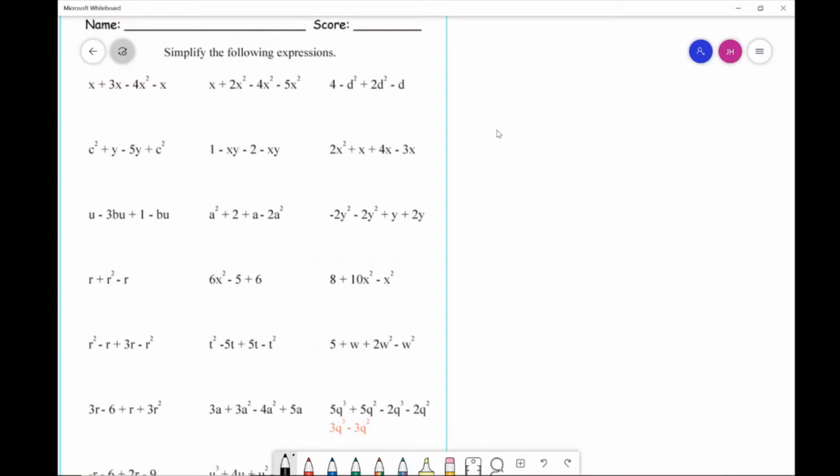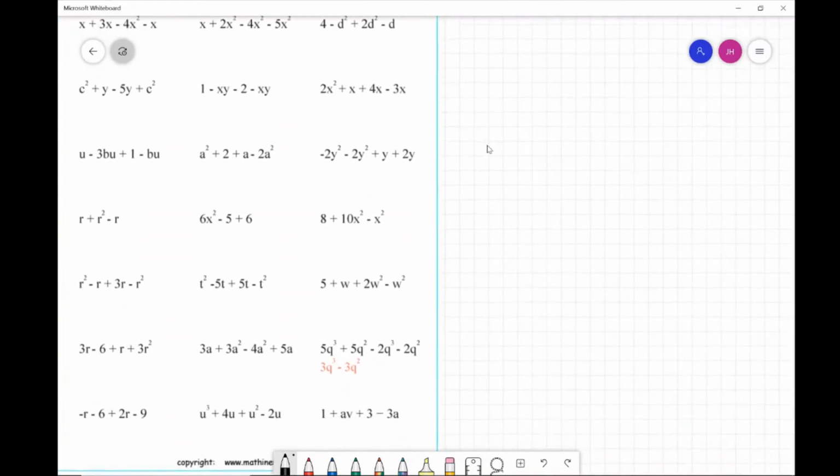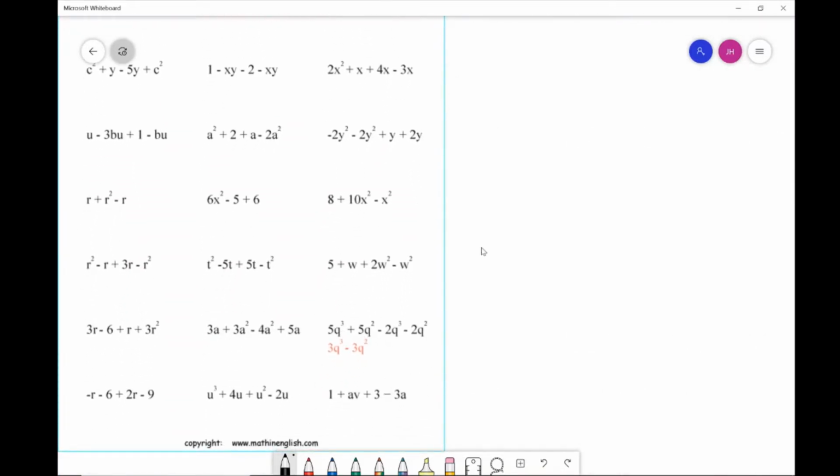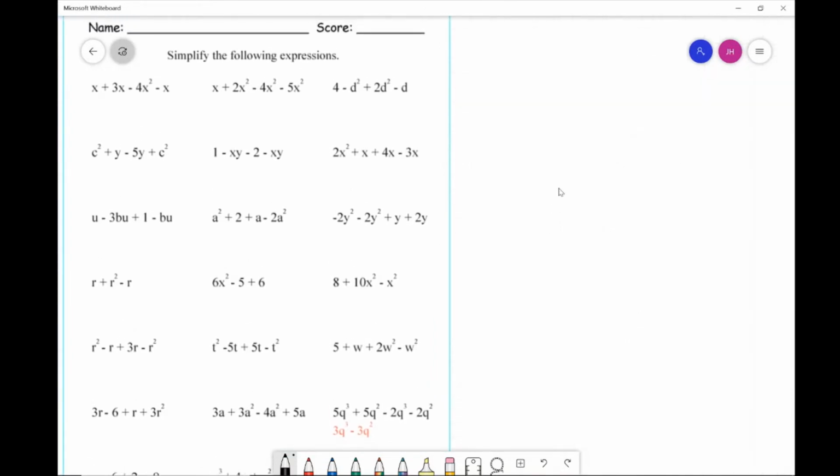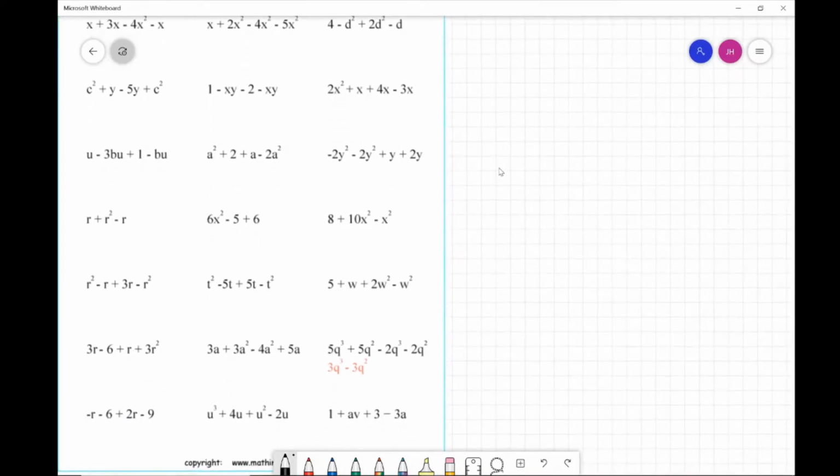This worksheet on the whiteboard here is your classwork of the week. It's all about simplifying algebraic expressions, and altogether there are 21 of them, but one has already been answered. So altogether there are 20 questions here. Shouldn't be that bad. We're gonna go one by one, and let's see how it goes.